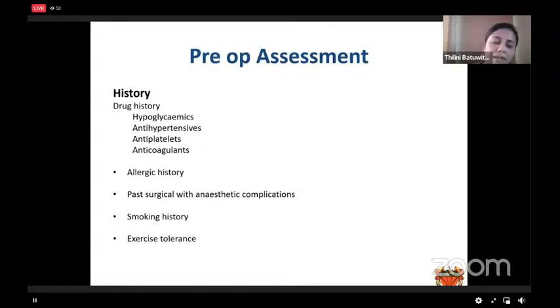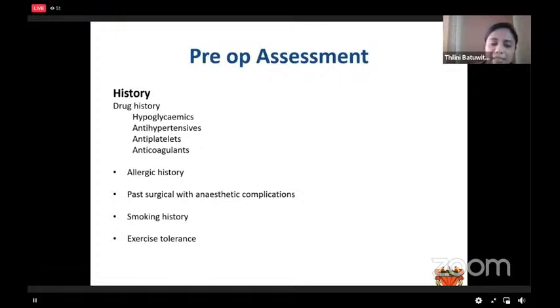Other important drug groups would be antiplatelets or anticoagulants, because certain anesthetic procedures, spinal or epidural, may not be possible if the patient is on certain antiplatelets or anticoagulants. The surgery may also not be possible. Therefore, you have to find out what drugs the patient is on.